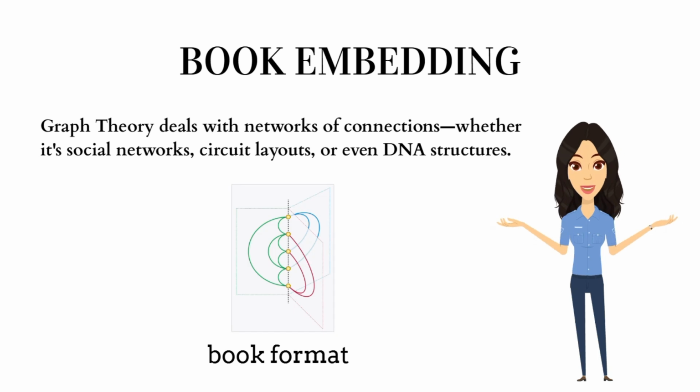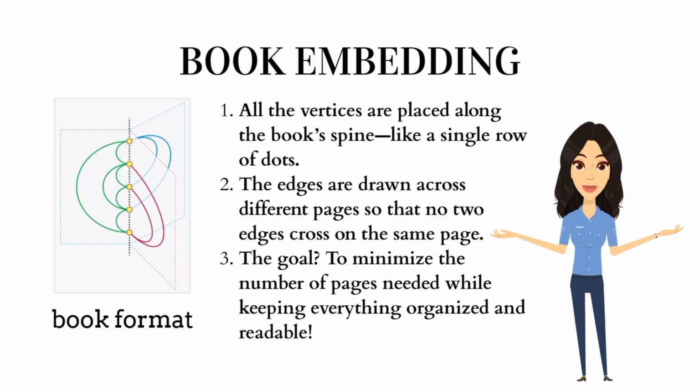into a book format. In this concept, all the vertices are placed along the book's spine, like a single row of dots. The edges are drawn across different pages so that no two edges cross on the same page. The goal? To minimize the number of pages needed while keeping everything organized and readable. So instead of a tangled mess, we get a structured, layered representation of the graph.